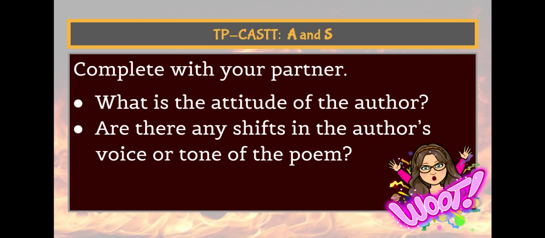You are going to complete the A and the S of the TPcast handout with your partner. To do so, you will need to address the questions on the slide. What is the attitude of the author? In other words, how does the author feel about the topic of the poem? Are there any shifts in the author's voice or tone of the poem? In other words, does the author's voice or tone change during the poem, or does the mood of the author change? You will have 5 minutes to complete this activity with your partner.